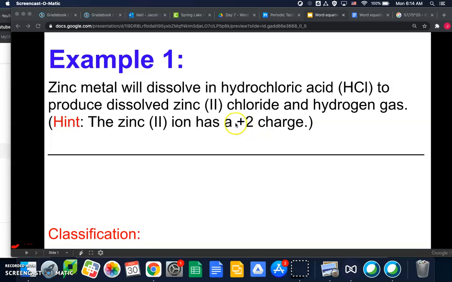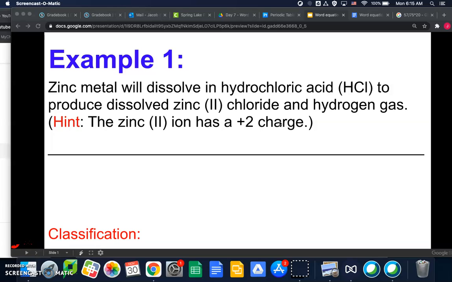So there's a few cases on here where I'll give you some transition metals. And those metals have a Roman numeral afterwards. Whatever the Roman numeral is, that's the positive charge of the ion. So since this is zinc 2, it has a +2 charge. We'll go over that when we need it.